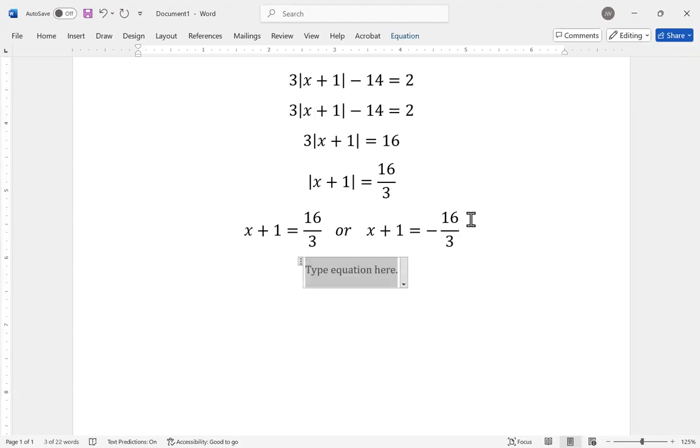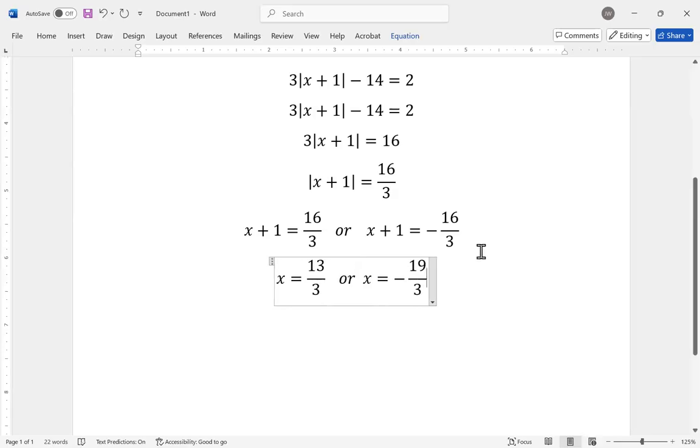In order to solve both of these, I would subtract 1 from each side. When I do that in the first equation, x would be 13 over 3. In the second equation, I'd get x is equal to negative 19 over 3. Again, that's what I get by taking negative 16 over 3 minus 1. Again, you could write these as mixed numbers. You could write these as decimals rounded to a couple of decimal places. But for right now, I'm going to leave my answer as improper fractions.